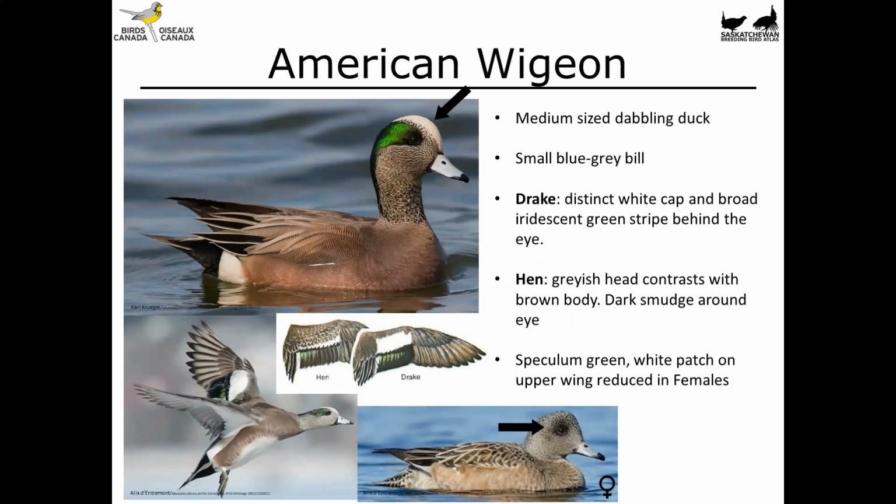The next bird is the American Wigeon. This is a medium-sized dabbler. It's about 80% the size of a Gadwall. The drake has this distinct white cap and the green stripe behind the eye, and this bill that is blue-gray with a black tip is found in both the males and the females.